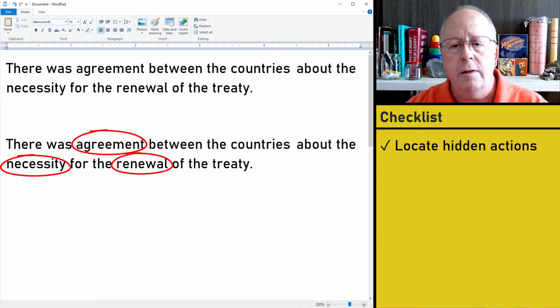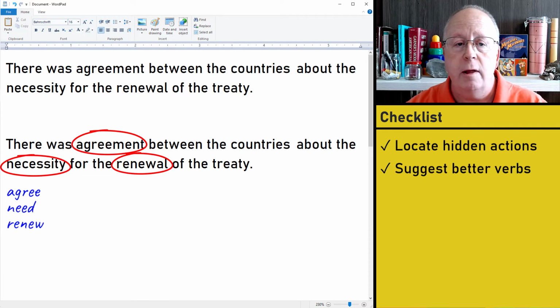Remember that a nominalization is a noun being used to describe an action. Typically, the noun and its corresponding verb share a common origin. Whenever I see that I've written one of these, I ask myself if the idea would be better expressed as a verb. In this case, the verb forms might be agree, need, and renew. The question naturally leads me to ask who or what in this sentence agrees, needs, or renews something. The answer will be my character.